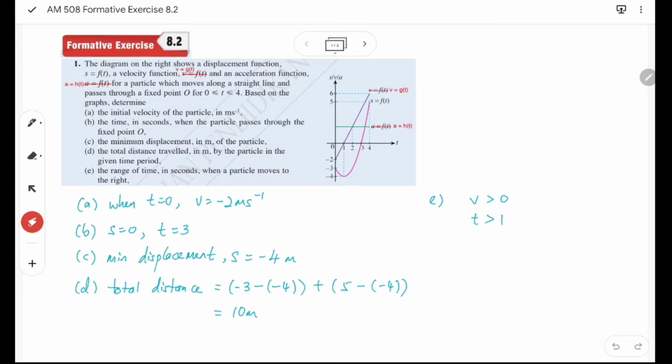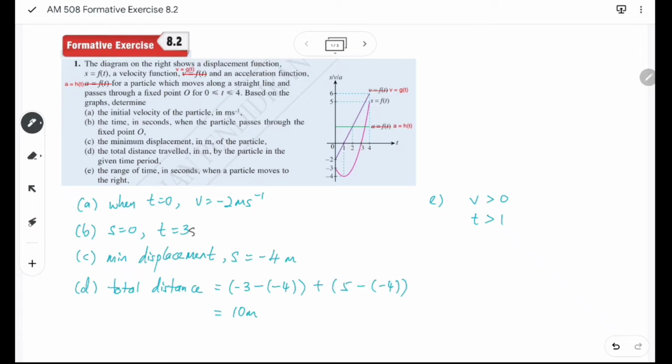(b) The time in seconds when the particle passes through the fixed point O. The particle passes the fixed point O when s equals 0. Therefore, look for where the s function equals 0. It happens when t equals 3. Therefore, the time is t equals 3 seconds.